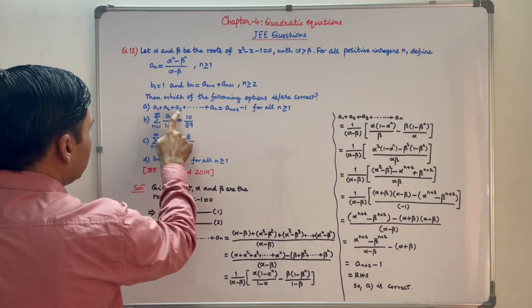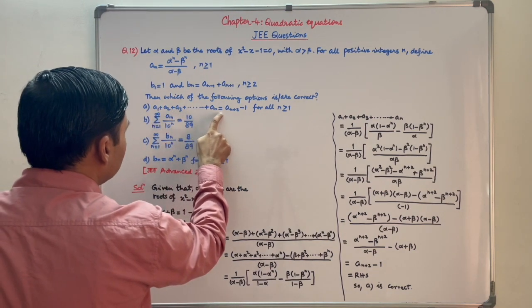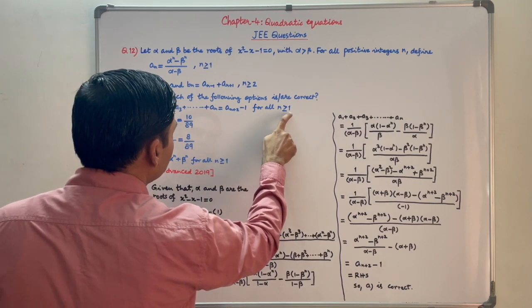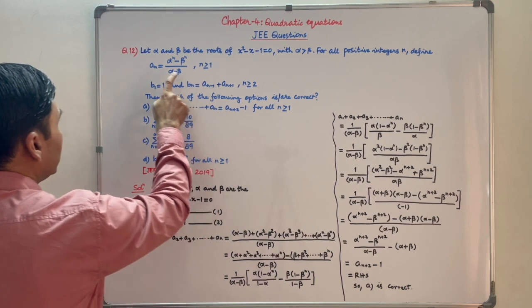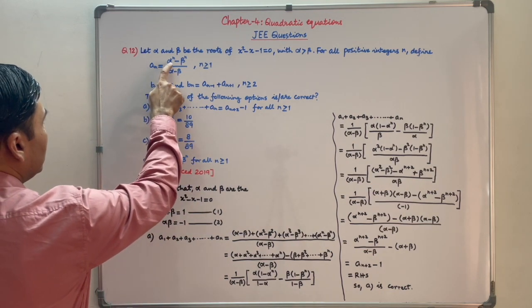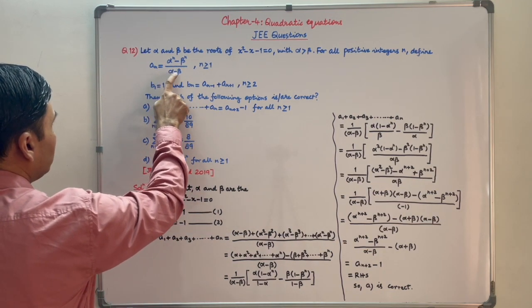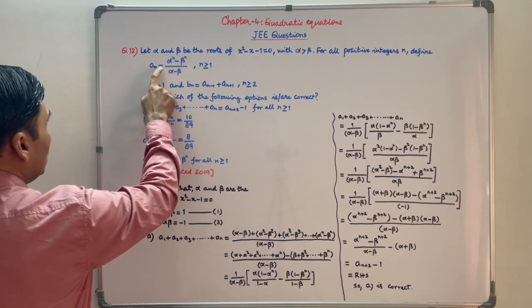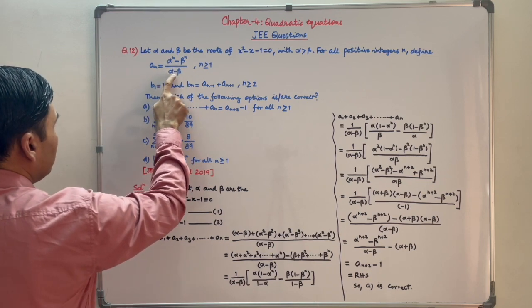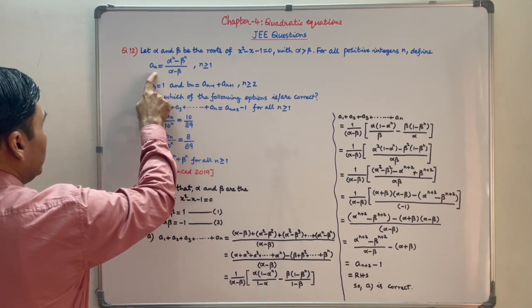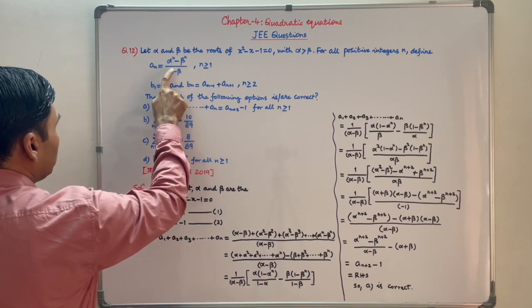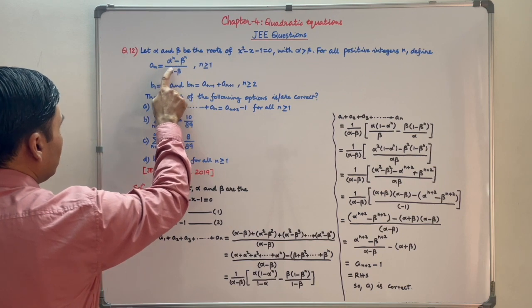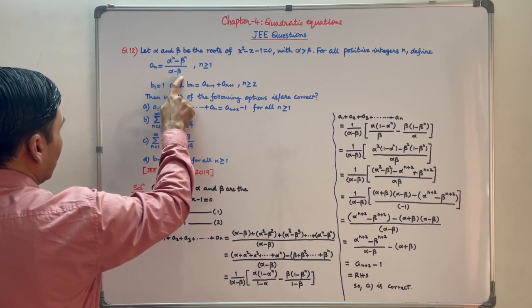A1 plus A2 plus A3 plus and so on up to An is equal to An plus 2 minus 1 for all n is greater than or equal to 1. It is given that An is equal to alpha to power n minus beta to power n upon alpha minus beta. So put n is equal to 1. So A1 will be equal to alpha minus beta upon alpha minus beta. A2 will be equal to alpha square minus beta square upon alpha minus beta. A3 will be equal to alpha cube minus beta cube upon alpha minus beta, and so on.